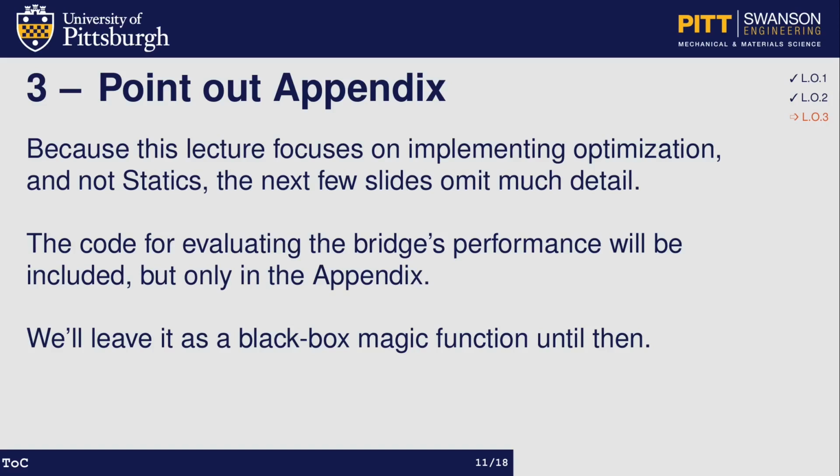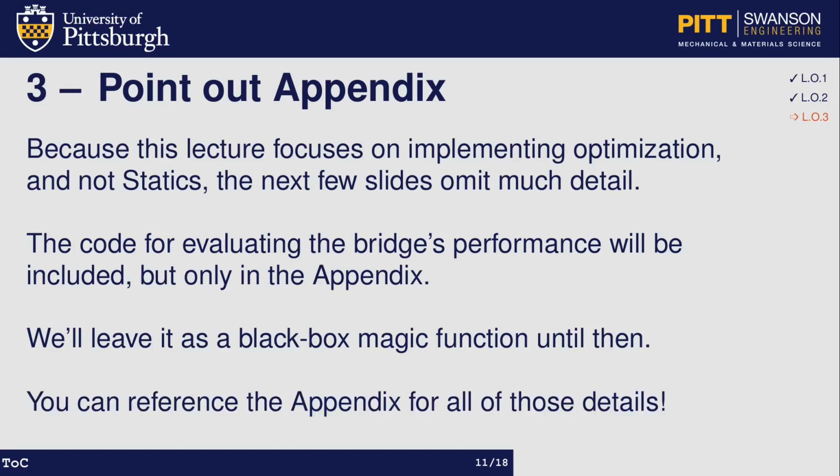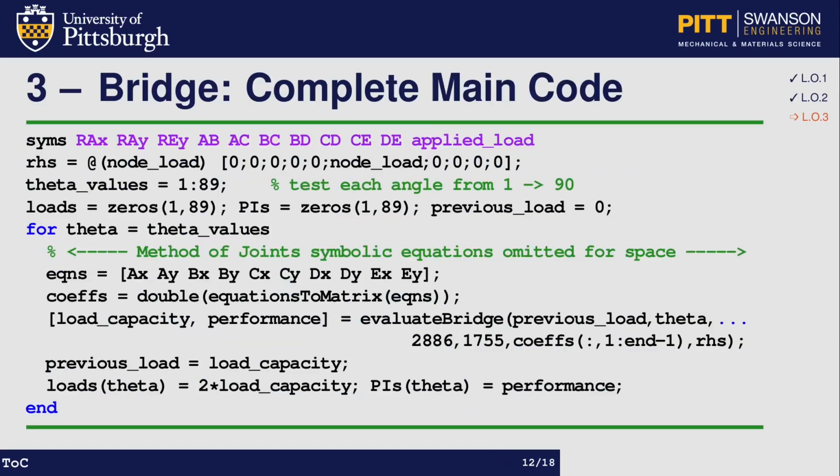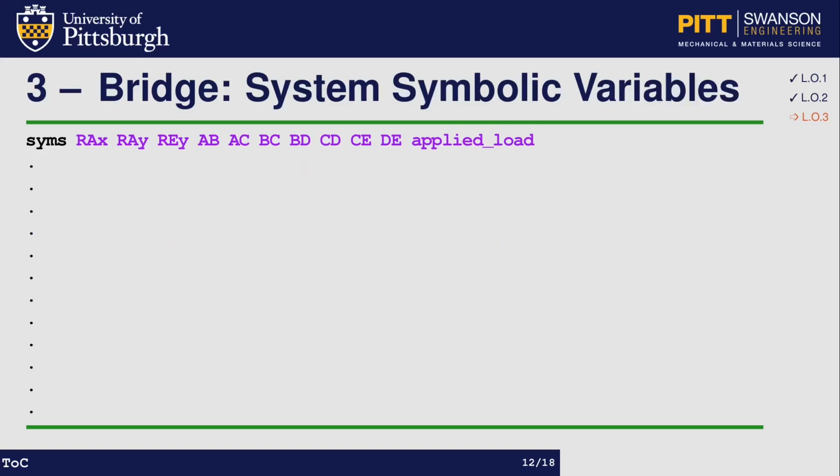We'll leave that as a black box magic function until that point, and you can read through that if you're interested. Now, just to show you where we're going, here is the entire code. We're going to break that down now, starting with defining each of the symbolic variables.